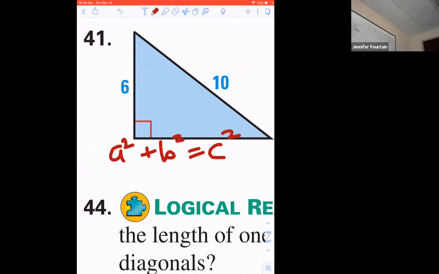So if I'm setting up number 41 and I've got A squared plus B squared equals C squared, what can I pick for either A or B? 6. I can have 6 squared for A. I don't have B squared. Equals, what is my measure for C?